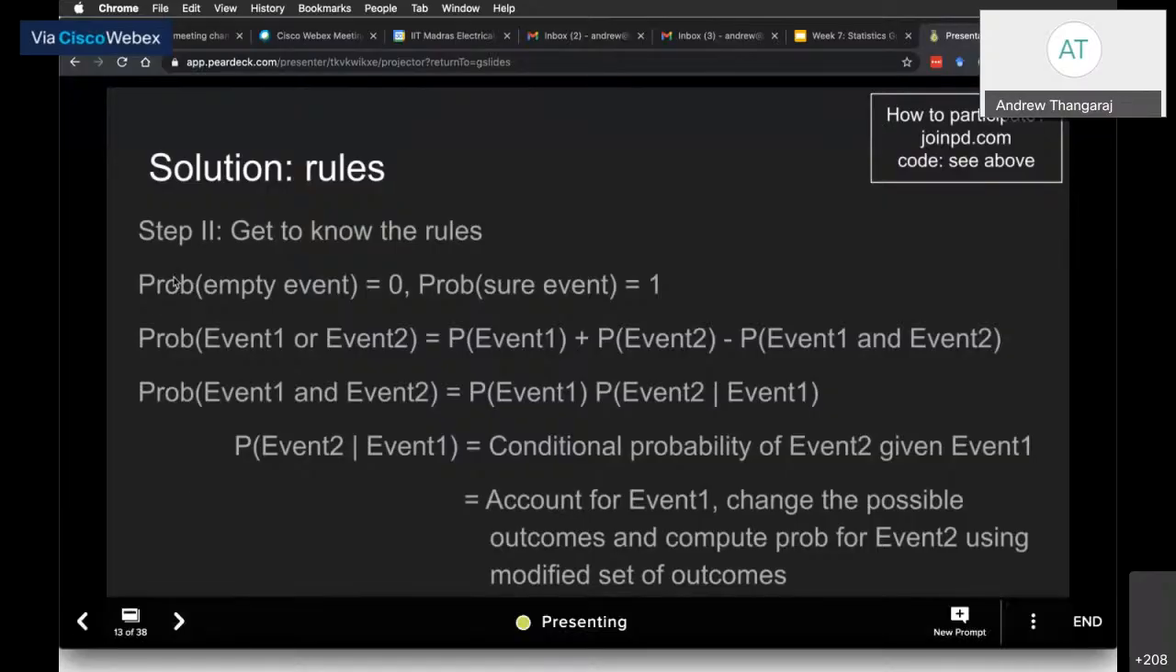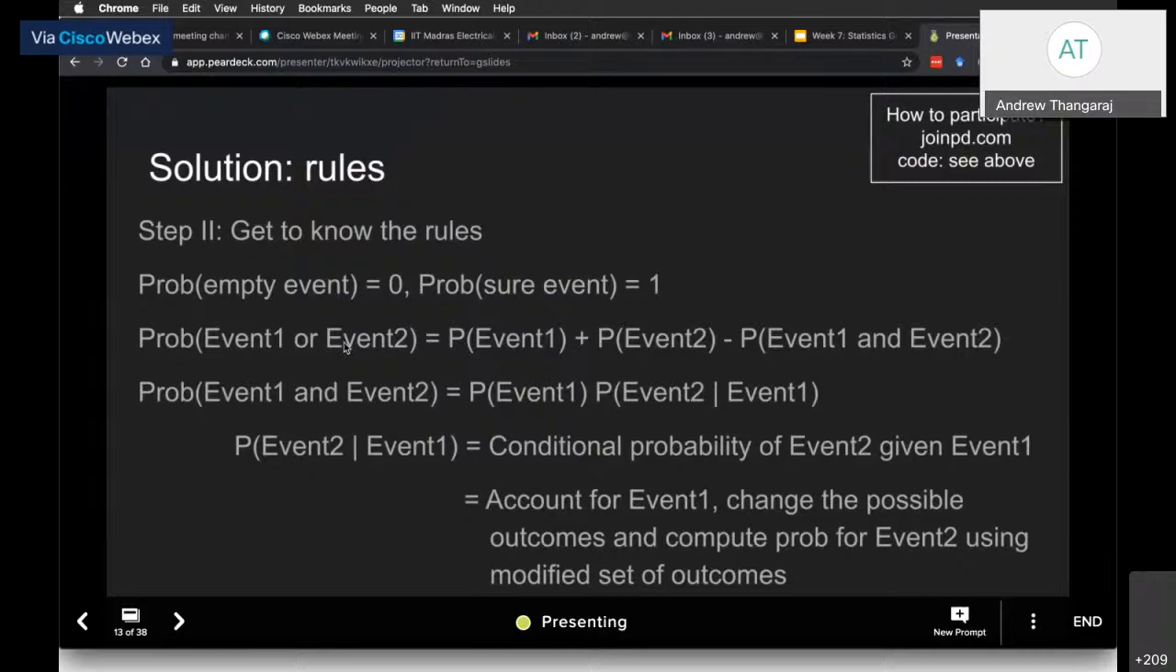So for instance, I've put here probability of empty event equals 0. It seems very obvious, but you'll see this empty event is sometimes difficult to find out. I'll show you why that works. Then probability of a sure event. You know for sure that this is going to happen, that's going to be 1. And then there are these 2 rules, one for "or" and another for "and". These rules are very important.